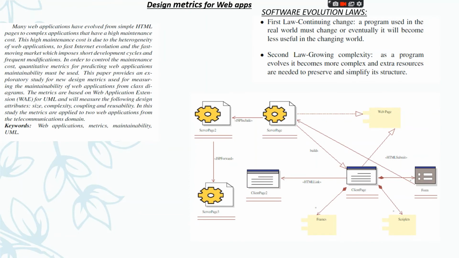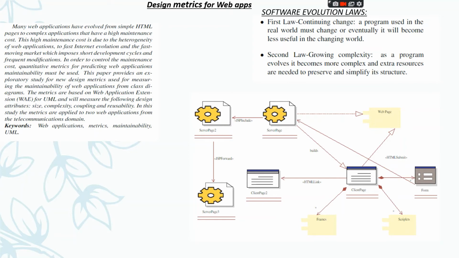Now we move forward to know what design metrics for web apps are. Many web applications have often evolved from simple HTML pages to complex applications with high maintenance cost. This high maintenance cost is due to the heterogeneity of web applications, that means its changing ability from one page to another using highly complex applications. This has been imposed by short development cycles and frequent modification.